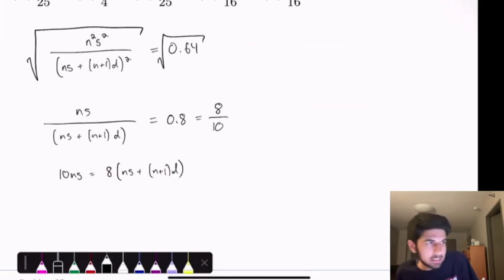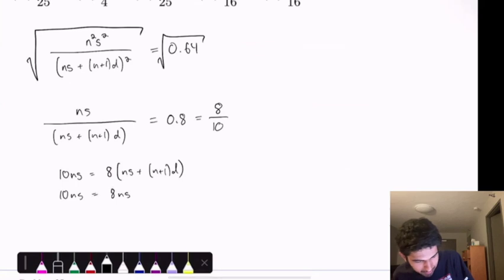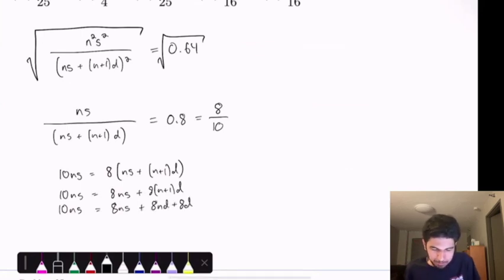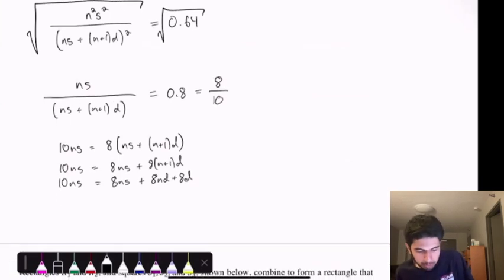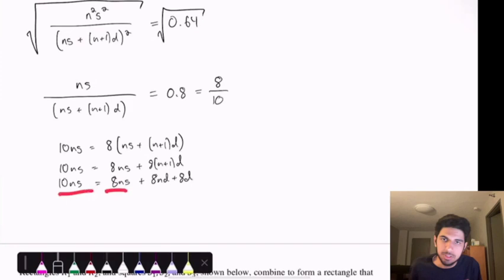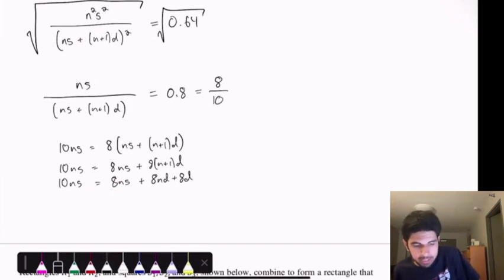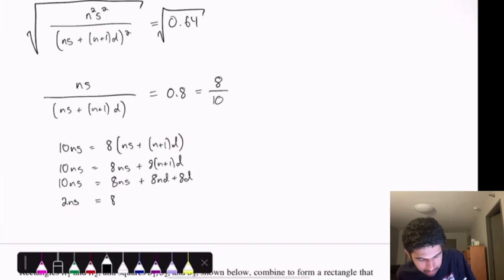And let's simplify this a little bit to see what we get. So we get 10ns equals 8ns plus 8 times (n+1)d. 10ns equals 8ns plus 8nd plus 8d. And then we'll move the s terms onto the same side, to the left-hand side, and keep the d terms on the right-hand side. So 10ns minus 8ns would be 2ns. That equals 8nd plus 8d.